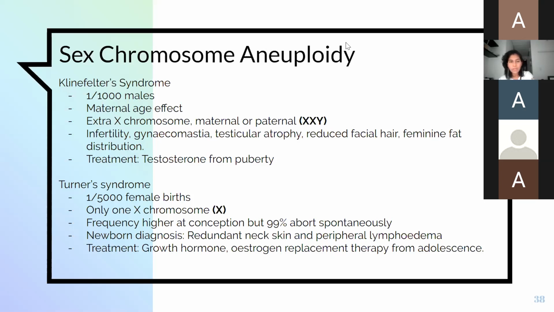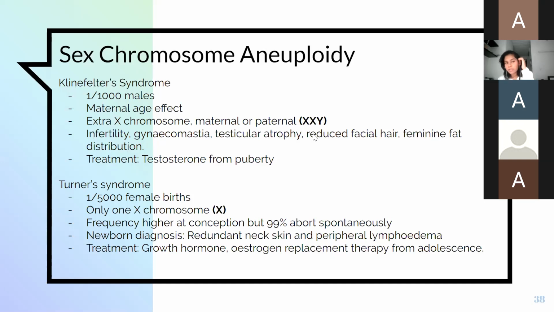Again, you don't really need to know that. You just need to see the different clinical signs: infertility, gynecomastia, which is essentially male breast tissue, testicular atrophy, which is small testes, reduced facial hair, and feminine fat distribution. Treatment is testosterone from puberty. Just remember some clinical signs and what the actual abnormality is, and that's all.